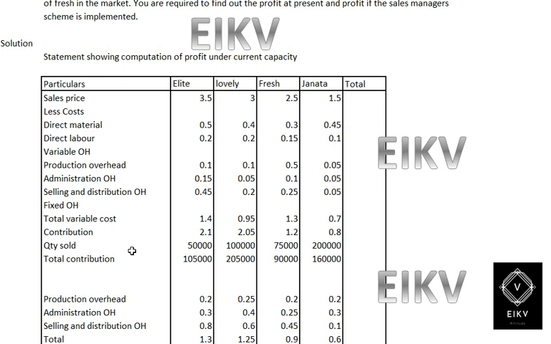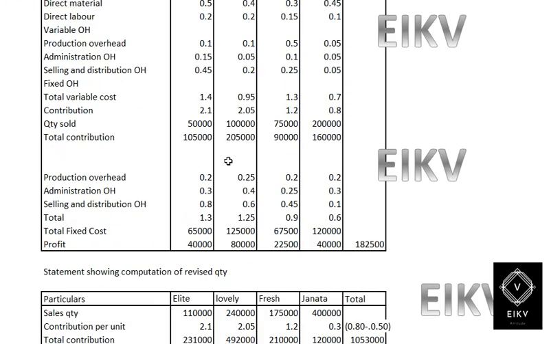For that we need to take the quantity sold or quantity manufactured, which is 50,000, 1 lakh, 75,000 and 2 lakh. When we multiply the contribution per unit with quantity sold, we'll get the total contribution amount as 1,05,000, 2,05,000, 90,000 and 1,60,000. After that we need to compute the fixed overhead portion. Fixed overhead includes production overhead, administration overhead and sales overhead.